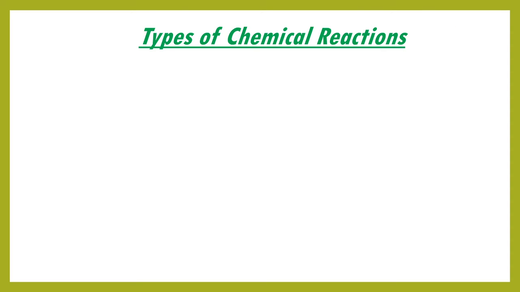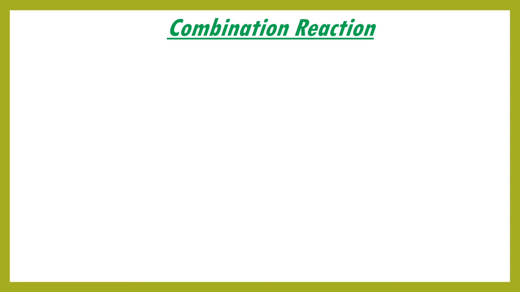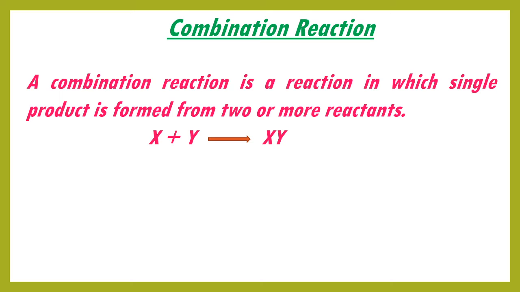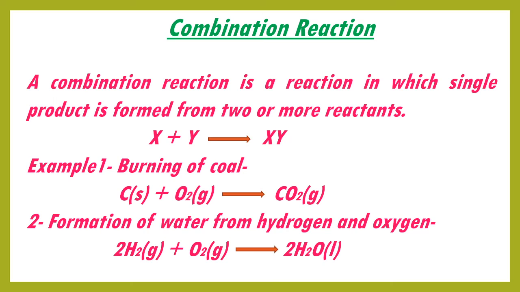Students, now we will discuss the types of chemical reactions. First is combination reaction, then decomposition reaction, displacement reaction, double displacement reaction, oxidation and reduction reaction, exothermic reaction and endothermic reaction. First, we will take combination reaction. A combination reaction is a reaction in which a single product is formed from two or more reactants. For example, burning of coal and formation of water from hydrogen and oxygen.